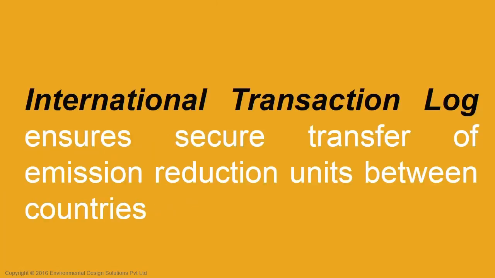Transfers and acquisitions of these units are tracked and recorded through the registry systems under the Kyoto Protocol. An international transaction log ensures secure transfer of emission reduction units between countries. In order to address the concern that parties could oversell units and subsequently be unable to meet their own emissions targets, each party is required to maintain a reserve of ERUs, CERs, AAUs, and RMUs in its national registry.